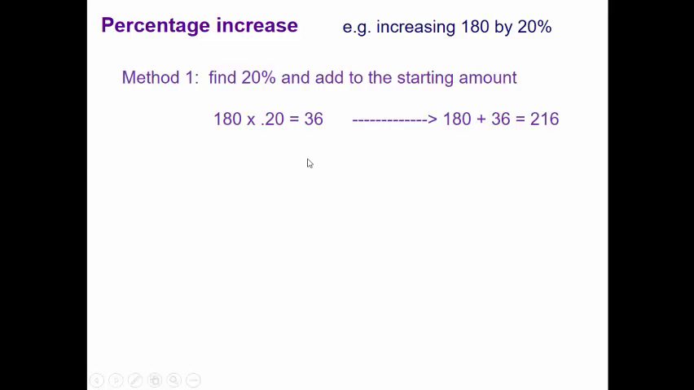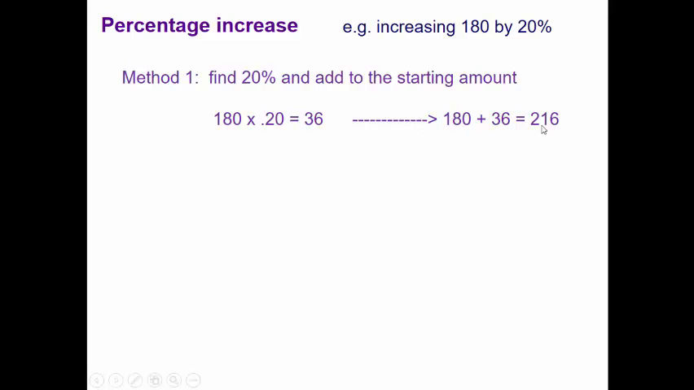So let's do something slightly different. Now we want to take a value and increase it by 20% or decrease it by 20%. So there's two ways of doing this. So if we want to increase £180 by 20%, we can either find 20% and add it to the original amount. So here we are, 180 times 20%, which I've expressed as a decimal. 0.20 is the same as 20%. And if we put 20 over 100, we will get 0.20. So that's the fast way of calculating percentages.